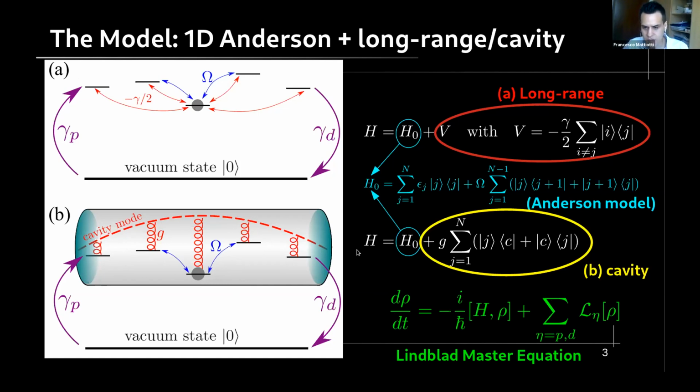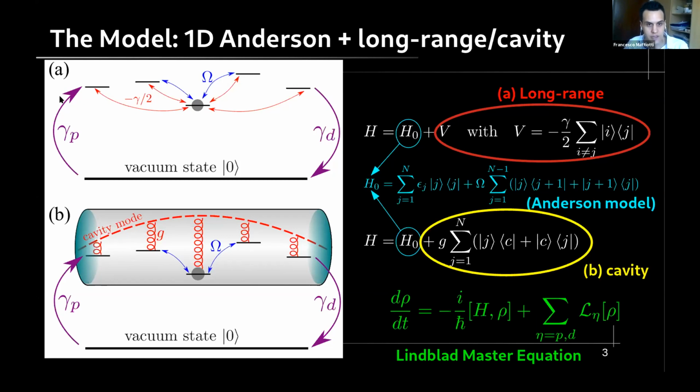This system, which has a different Hamiltonian, can, as long as the coupling to the cavity is large enough, be mapped analytically to a long-range interacting system, and as I will show in a few slides, this leads to basically identical transport features between a long-range and cavity system.